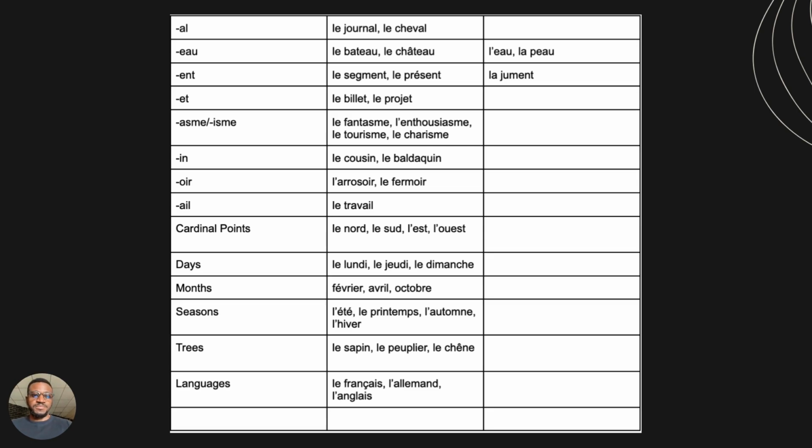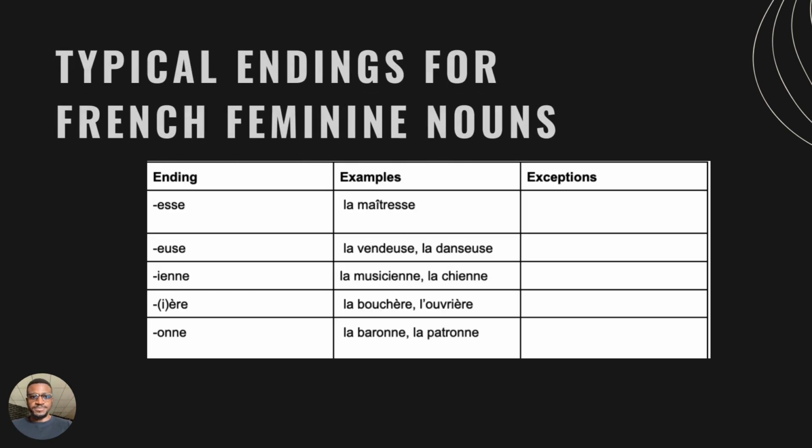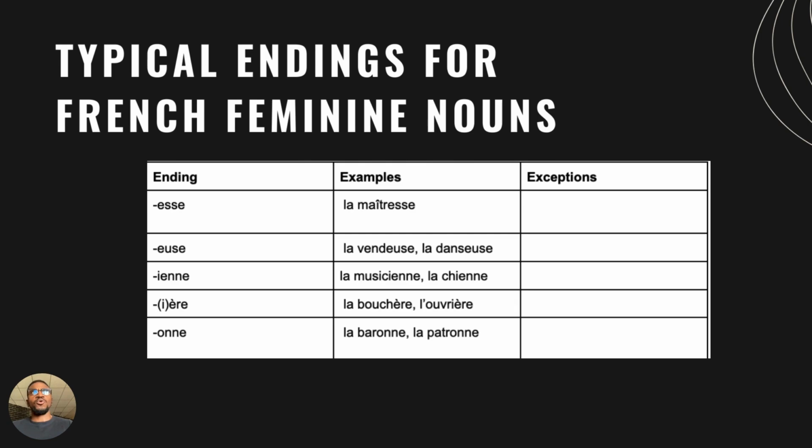And then trees again, masculine. Le sapin, le peuplier, le chêne. And then languages: le français, l'allemand, l'anglais, le shona, le ndebele, le tonga. All of them are regarded as masculine and therefore take the masculine article. And then now we go on to the endings of the French feminine nouns.